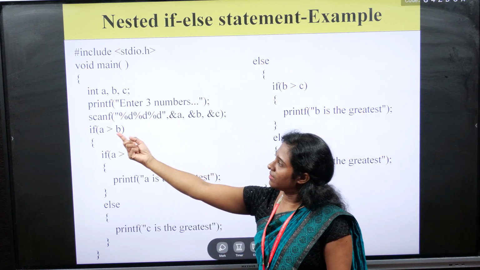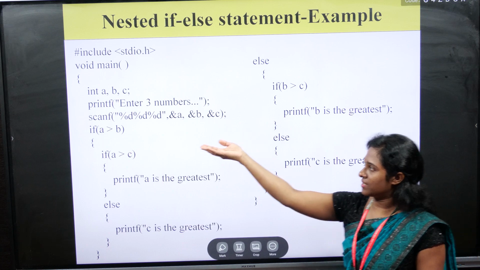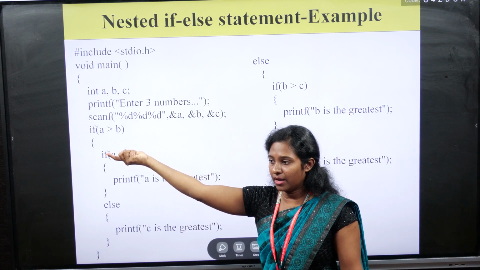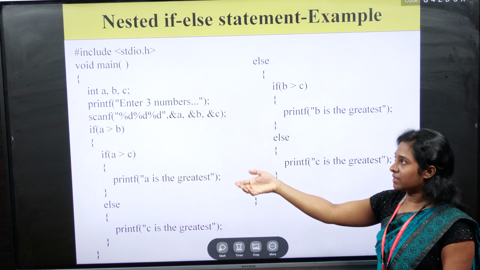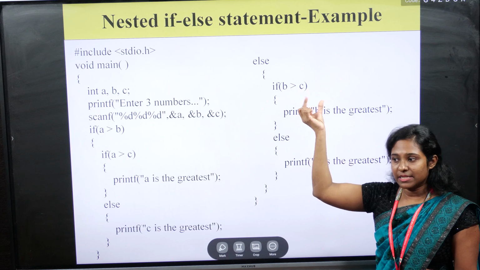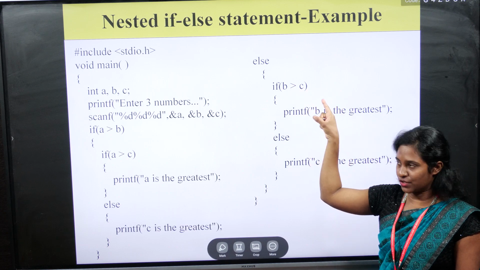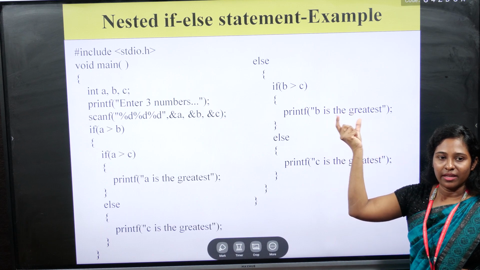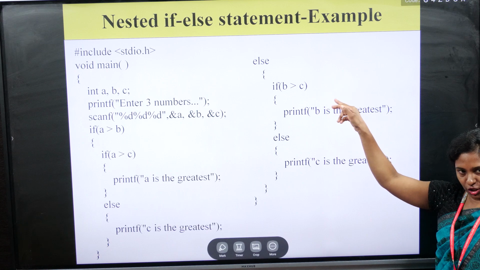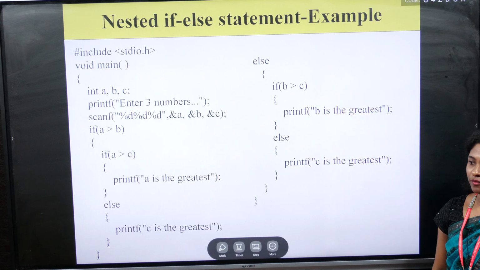Now suppose this first condition itself is false. Then what do we understand when a is greater than b is false? We understand that b is greater than a. So if b is greater than a, then you have to check whether b is greater than c. If this condition is true, that b greater than c is true, then you can conclude that b is the greatest of 3 numbers. Else, if this condition also is false, then you can say c is the greatest of 3 numbers.